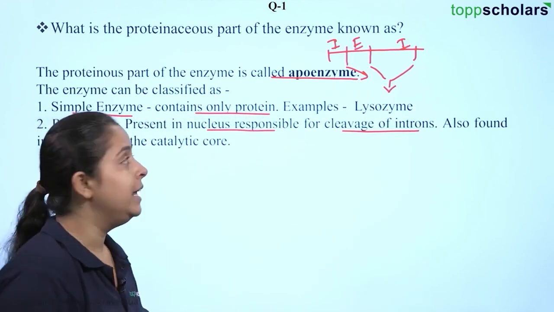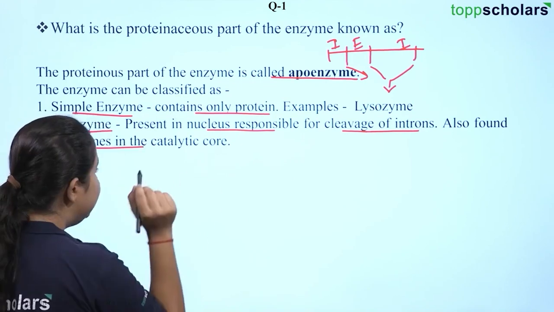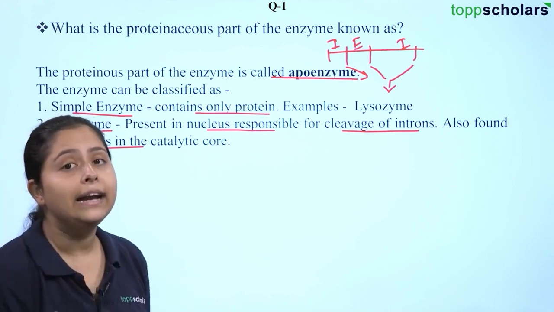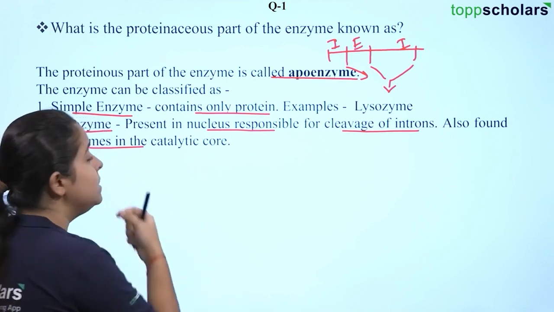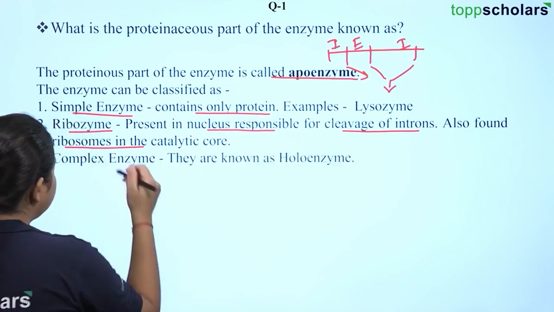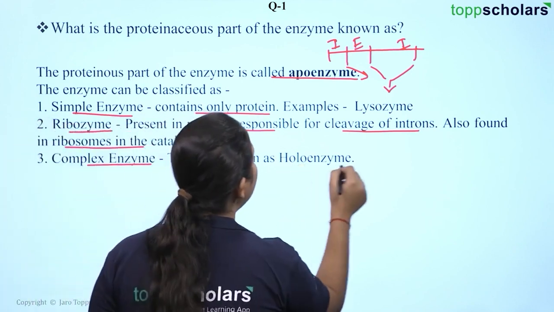That's why we will be getting the main expressive part, which is known as exons. These ribozymes are also found in ribosomes in their catalytic core. Ribosomes are involved in protein formation. Going ahead, we also have complex enzymes which are known as holoenzyme.